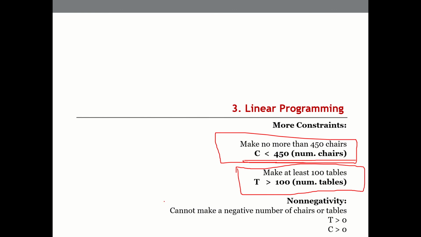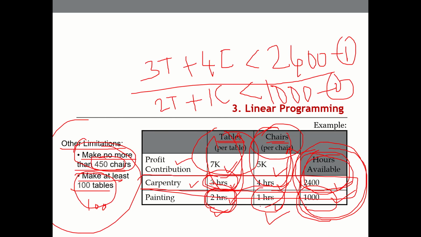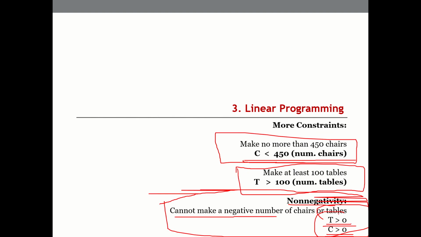Of course, there is one more constraint that we need to understand, which is non-negativity. Tables cannot be less than 0, and chairs cannot be less than 0. That means the number will not be negative. I hope it is clear. This is one more thing that we should keep in mind when we construct this table.